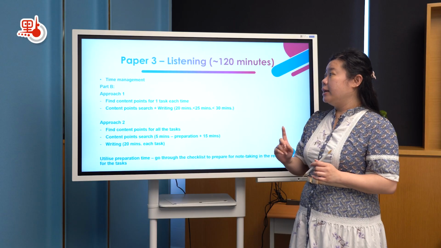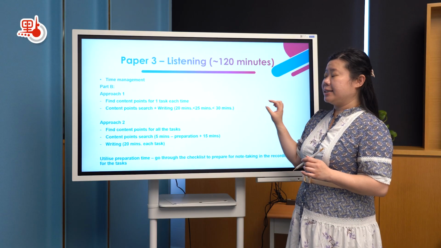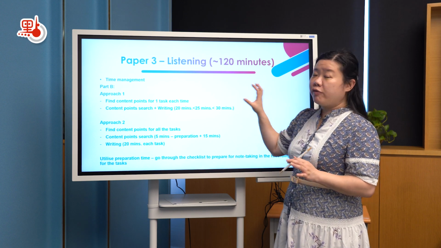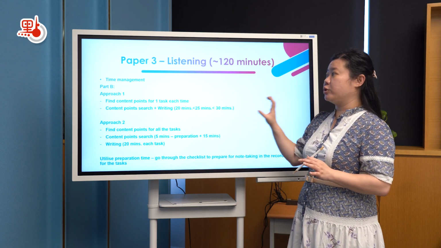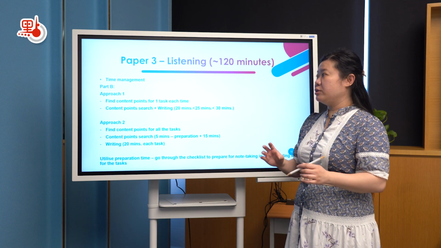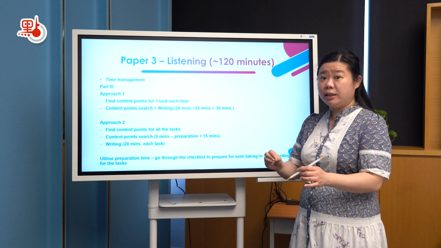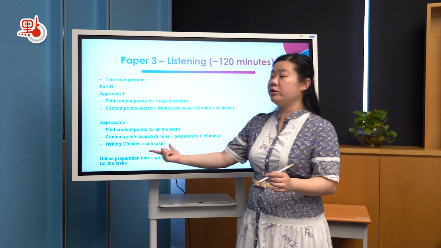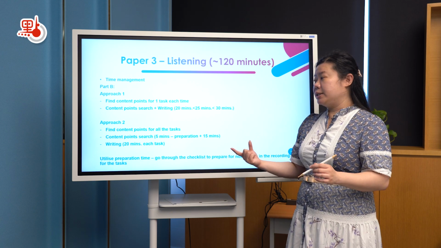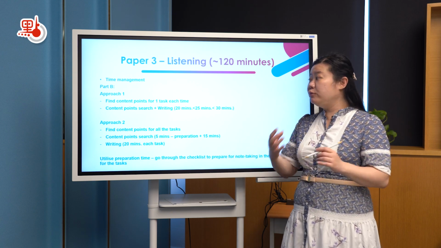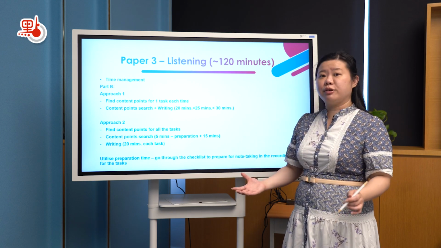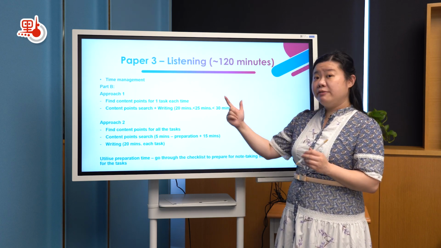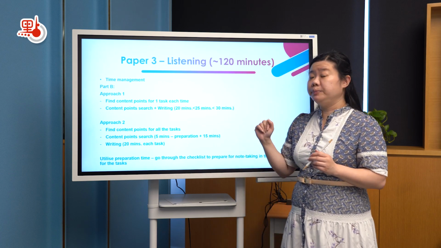I would say if you are aiming at a lower level, maybe like a level 4, then go for approach 1. Usually, these kinds of students will spend most of their time finding the points instead of writing. If you spend all your time looking for the points, but at the end of the exam you couldn't finish the task, then you will still get 0 marks for the last 2 tasks. So it's safer if you choose approach 1.